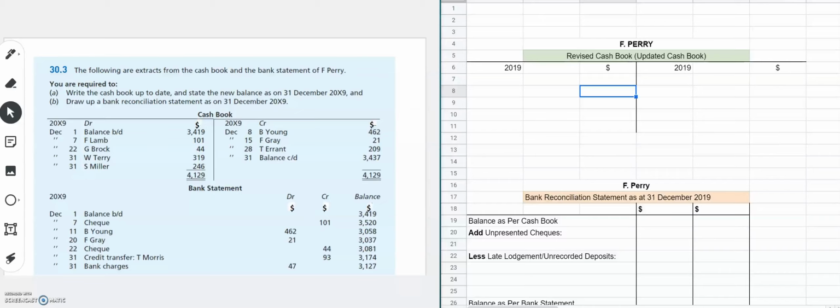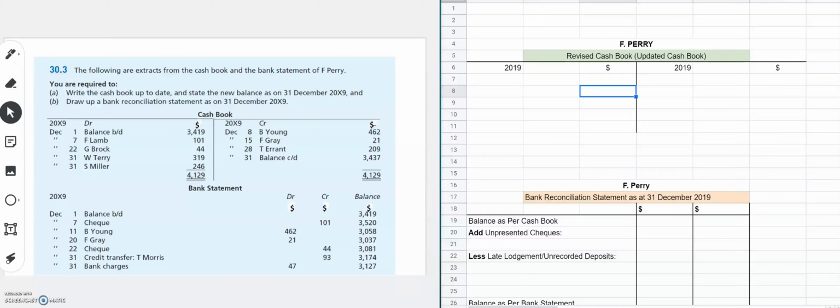Alright. So you have been given the information in relation to the bank statement that is posted in the Google Classroom. So now we'll be going through a demonstration of how we go about preparing the revised or updated cash book along with the bank reconciliation statement.